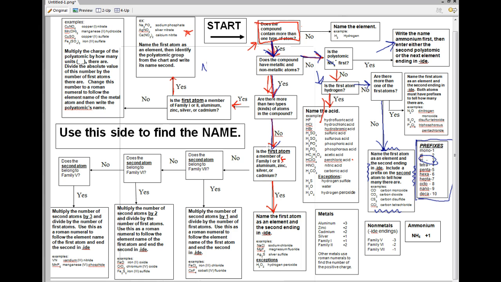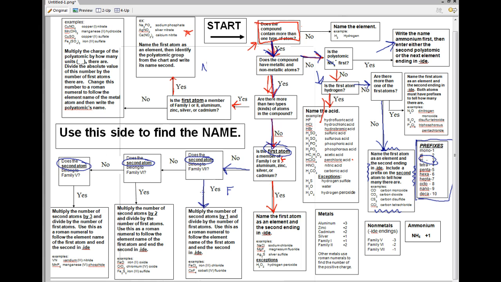Now it says, is the first atom, we've had this before, a member of family 1, 2, aluminum, zinc, silver, or cadmium? The answer to that is no, it is not. Now, notice that it switches, and now I'm asking you a question about the second atom. So the second atom is F in this particular example. Does the second atom belong to family 7? That is a yes.